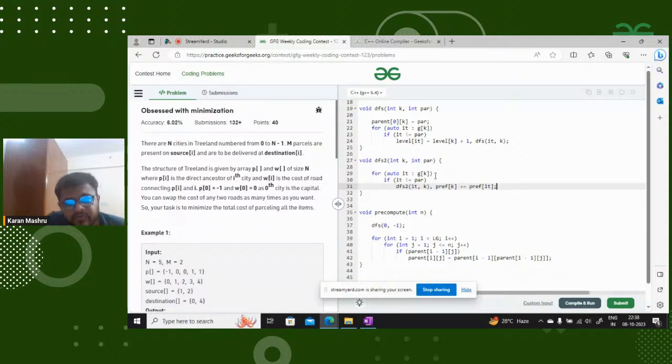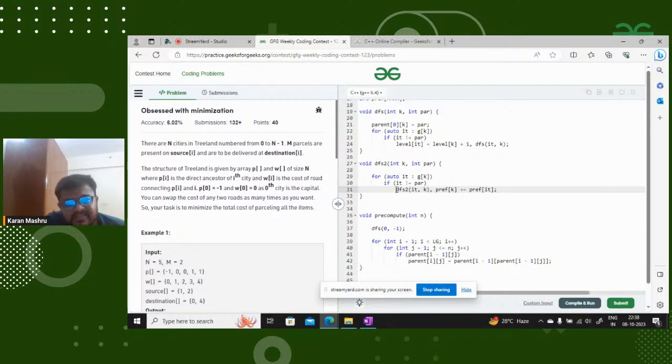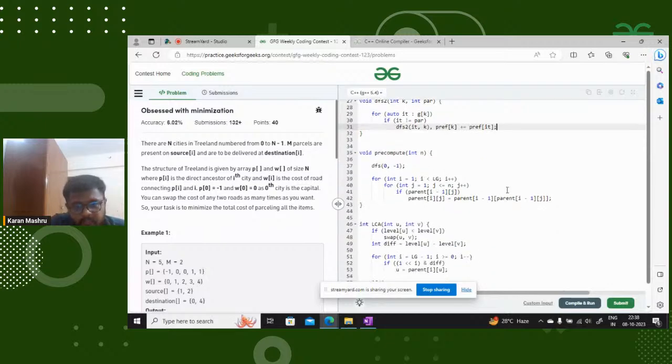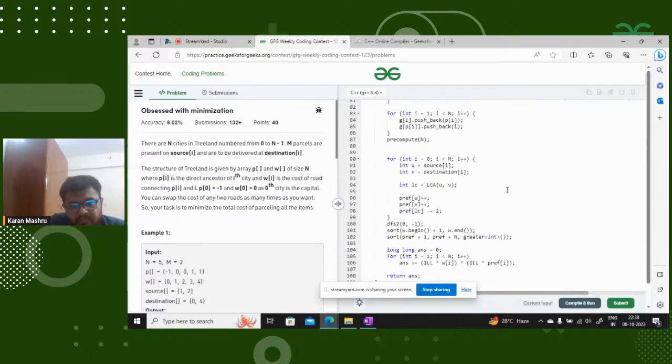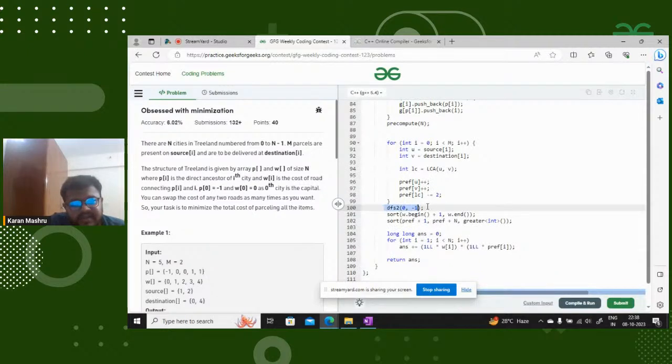No, DFS2 will be called only once. So I am passing the DFS and during backtracking I am doing the prefix sum. Is the DFS2 clear? Right, so I'll call the DFS2.